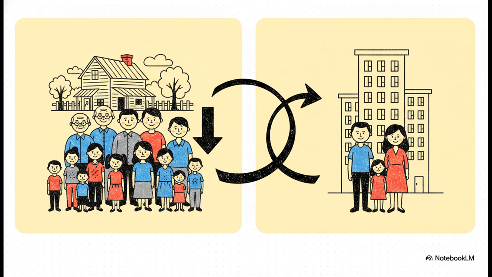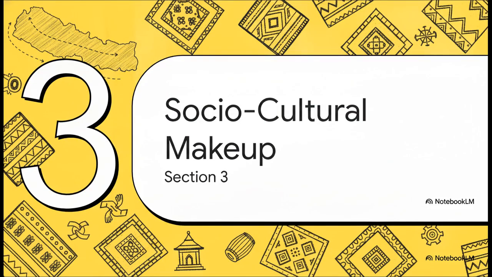Furthermore, the average household size has shrunk from 4.88 persons down to 4.37. These figures clearly signal a rapidly changing socioeconomic landscape. We're moving away from large multi-generational agrarian families toward much smaller, nuclear, urban dwelling units. Which brings us to Section 3, Socio-cultural Composition.